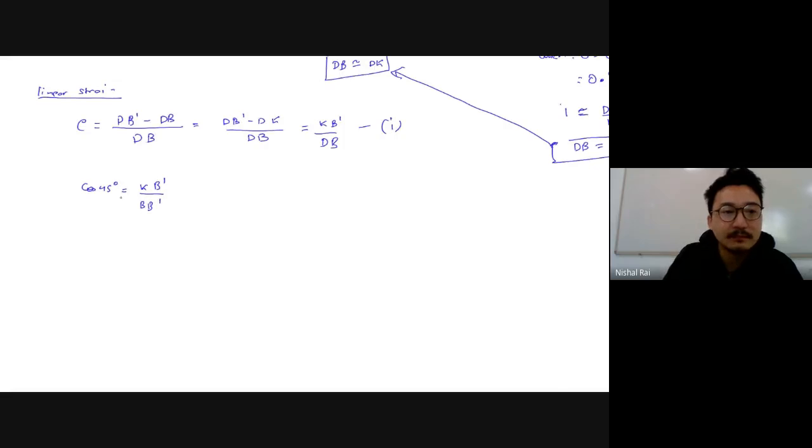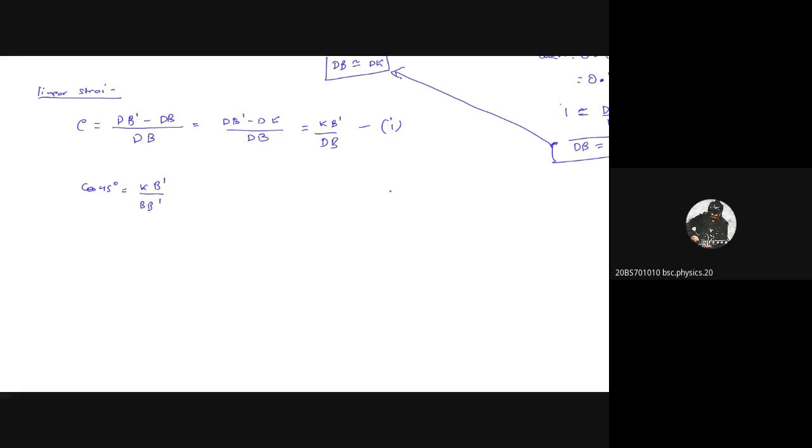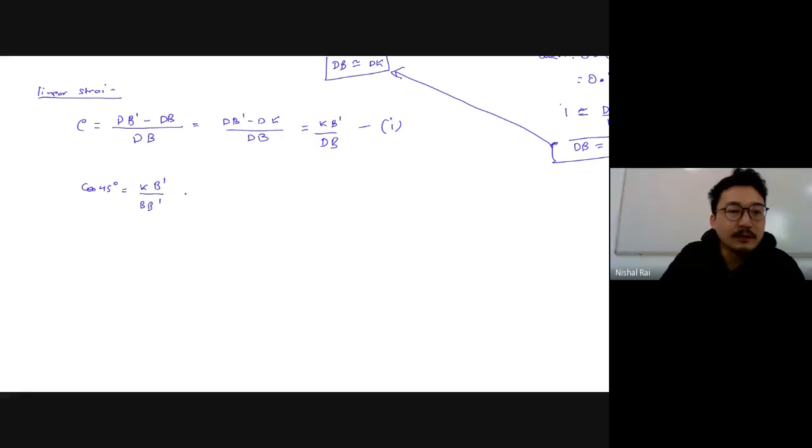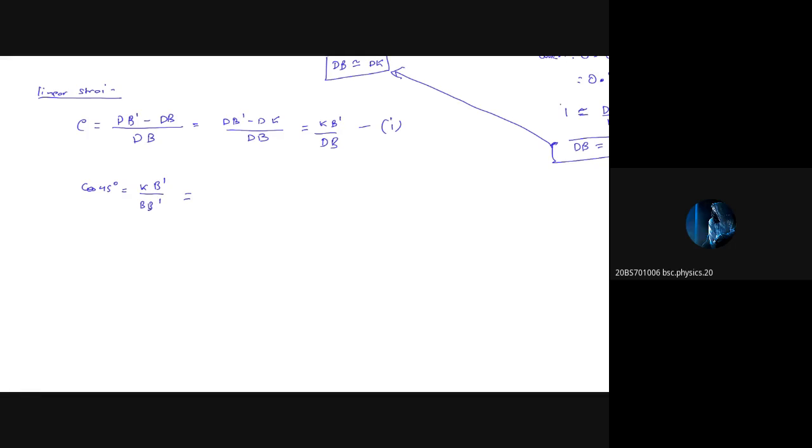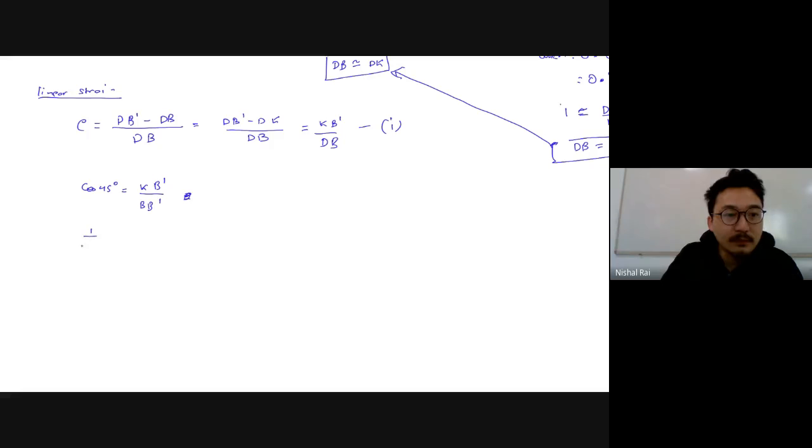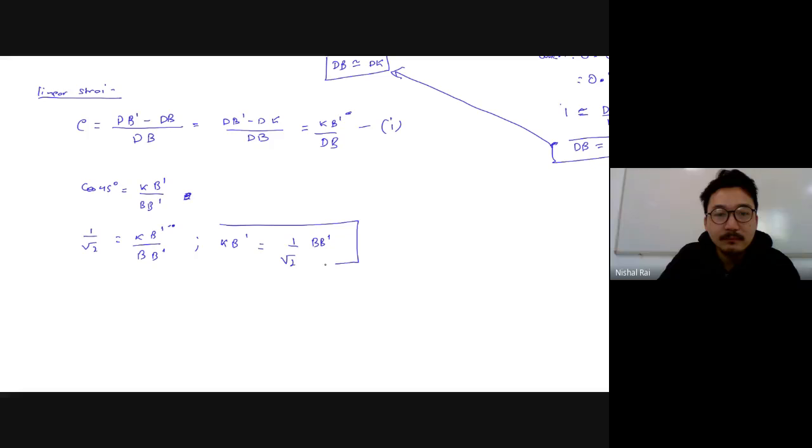So can we write this? What is cos 45? 1 by root 2. So 1 by root 2 is equal to KB prime by BB prime. Clear? Or you can write KB prime, because we are trying to substitute this KB prime over here. Basically KB prime is 1 by root 2 BB prime.